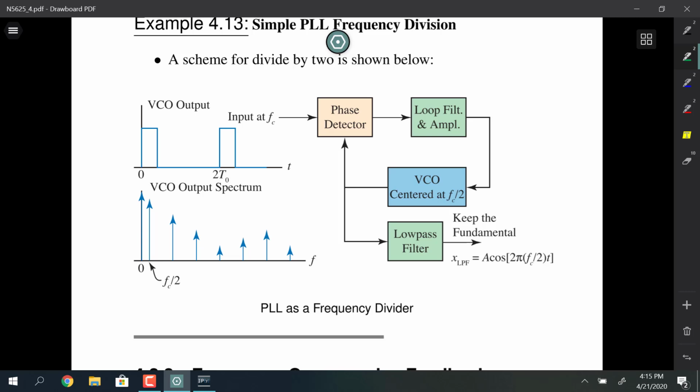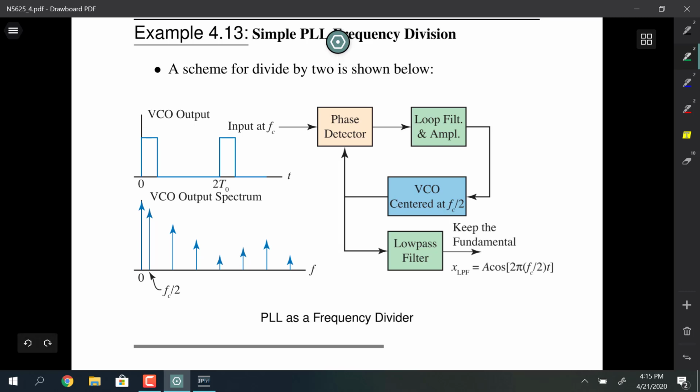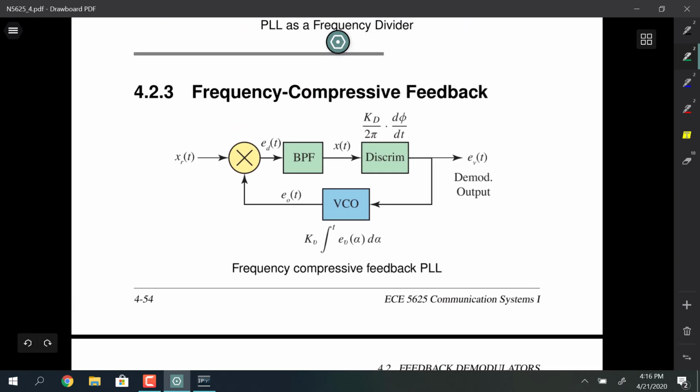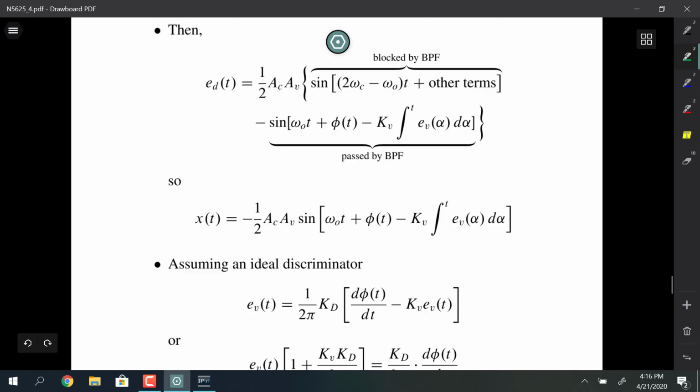So you're getting a dividing action out of this, though. I may have something written down wrong in here. No, I got FC. Yeah, never mind. FC is going in. This is the spectrum of the VCO. That's what was confusing me. So you're dividing. There's obviously other ways of getting that, though. This is a section that's no longer in the book, so we skip over that.